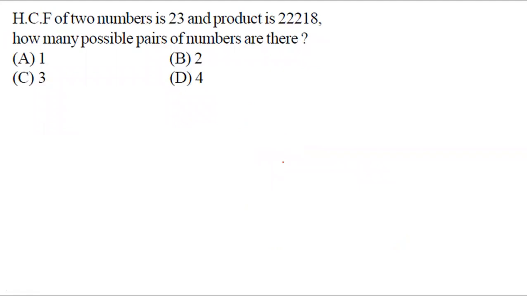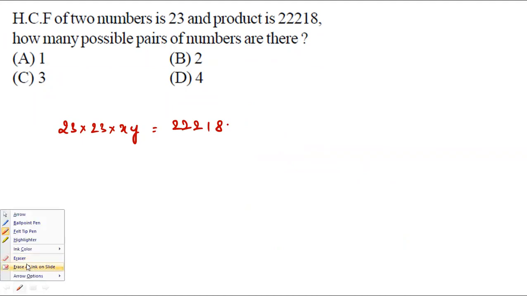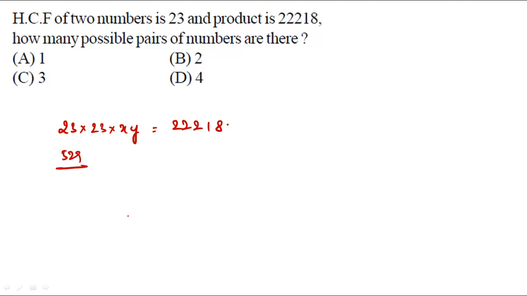The HCF of two numbers is 23 and the product of those numbers is 22218. See, HCF of two numbers is 23 means the two numbers are 23x and 23y. So 23 into 23 into x into y is equal to 22218. You must divide it by 23 and 23. Just tell me, if I divide it by 23 and 23, what will I get? Definitely it should go in 529. 23 into 23 is 529. No matter what, it should go in 529.